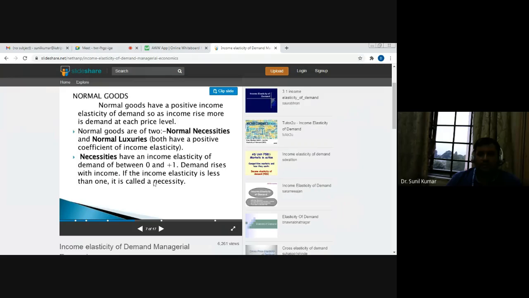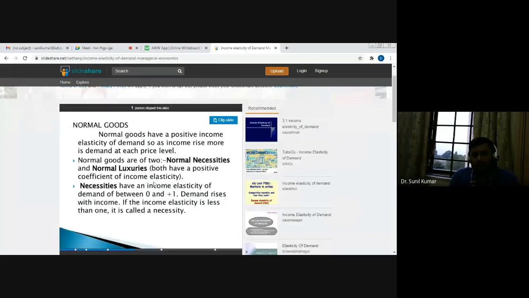So now we will talk about normal goods. Normal goods are actually normal, luxury or necessity goods. Normal goods have positive income elastic demand. As income rises, more is demanded at each price level. In normal or necessity goods, we most probably buy more because they are necessities, and their income elasticity always lies between 0 and plus 1.